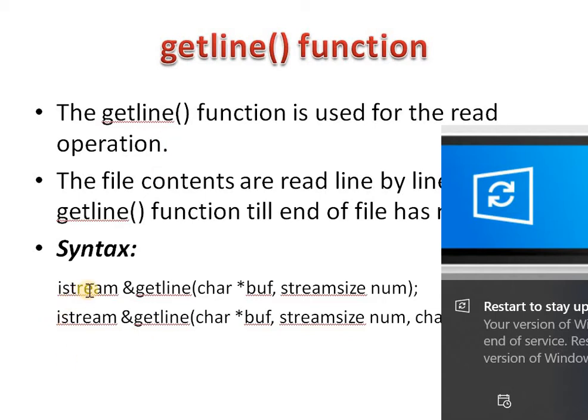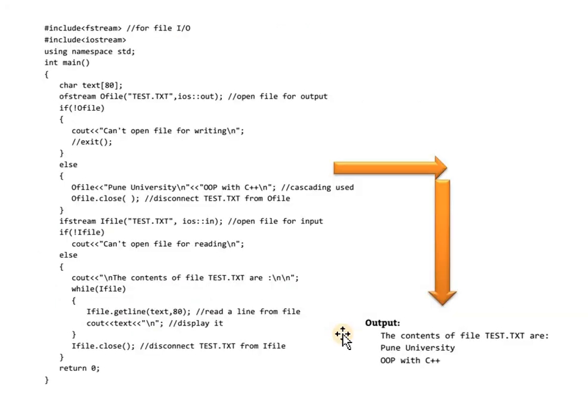Syntax is istream address getline. Here we want to define a character buffer. Here the stream size is declared. See the example.